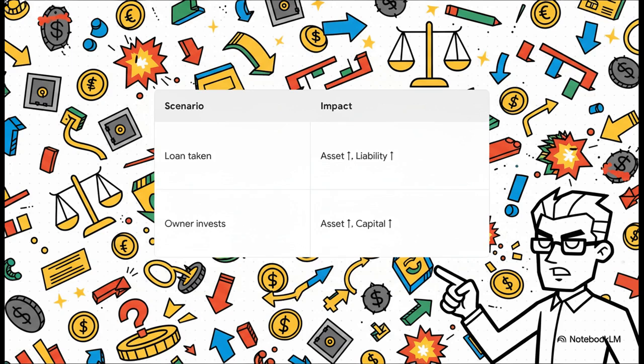So picture this. You take out a bank loan, your cash asset goes up, great, but your liability, the loan you now owe, must also go up to match it. Or say an owner invests their own personal cash into the business. Your cash asset goes up, but so does your capital. See? The balance is never, ever broken.